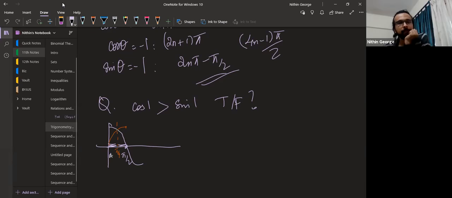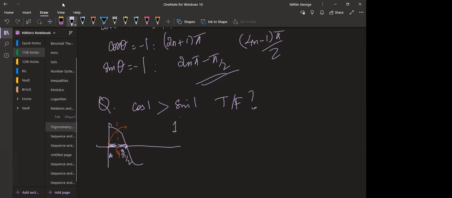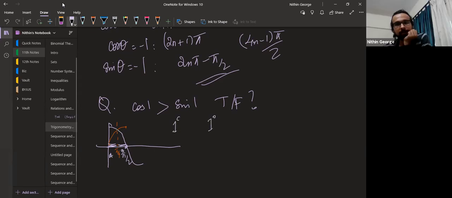That is what you have to first verify. Is this 1 degree or 1 radian? 1 is a radian, not 1 degree. 1 degree will be specified as degrees. If it's 30, it will be written 30 degrees. So, cos 1 radian greater than sin 1 radian. Now, what is 1 radian? It is 180 by pi, right? Degrees.